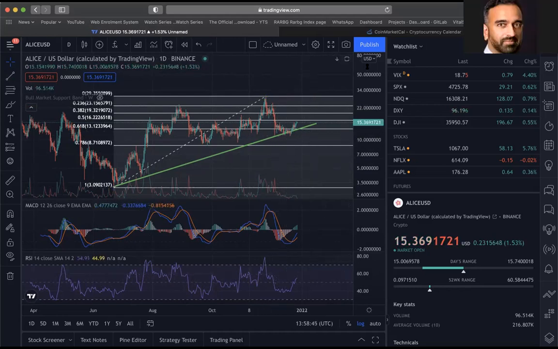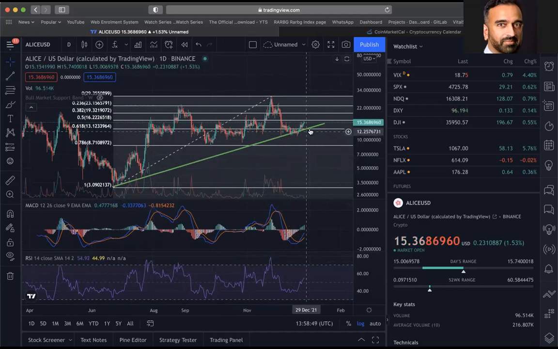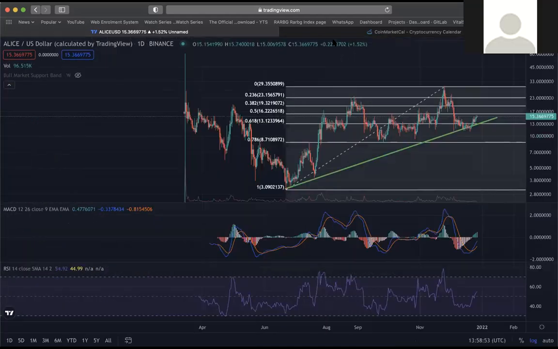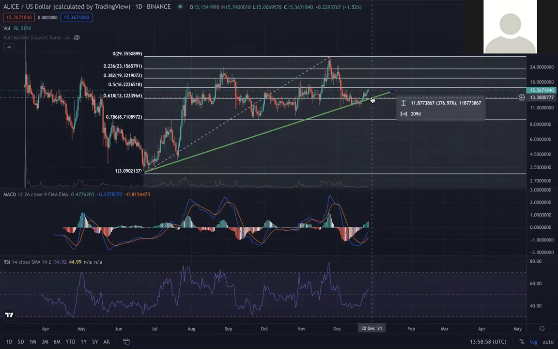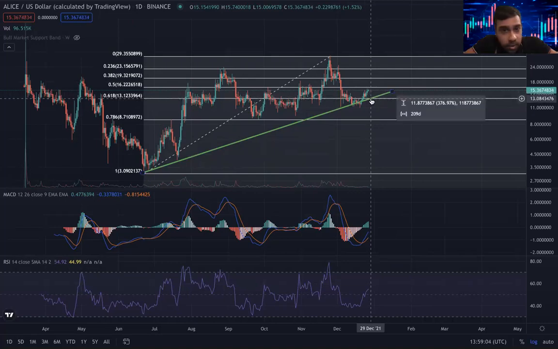And where would you put your stop loss here, Vishnu? Is it right below the support line, basically? If you look at my stop loss, I put about 13. It's just below the support line, I believe.